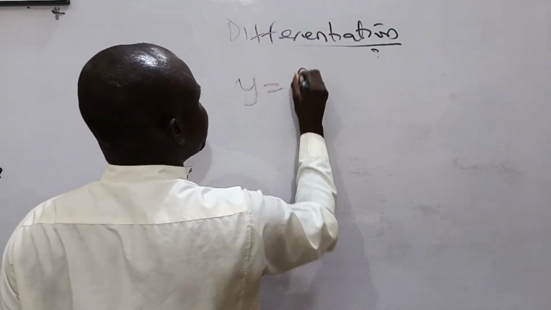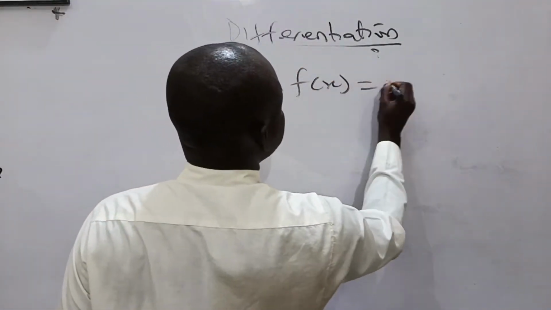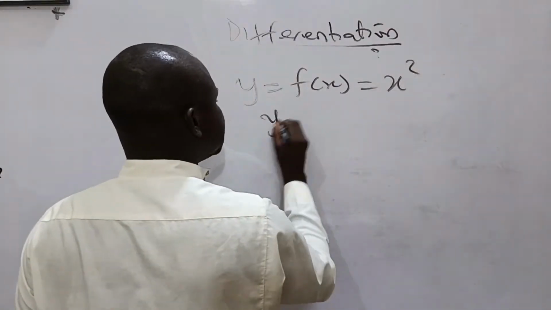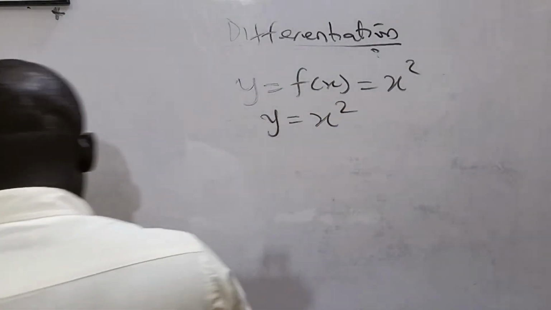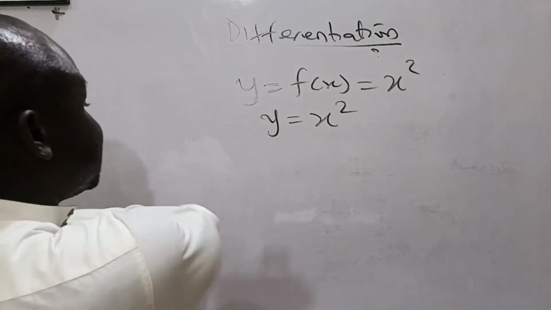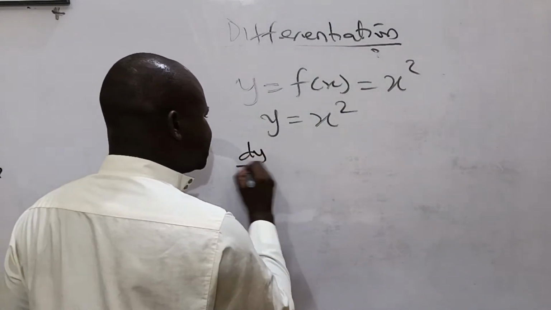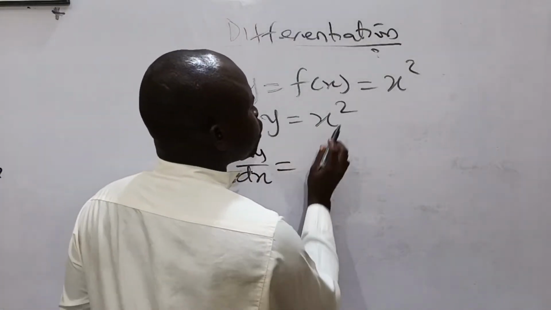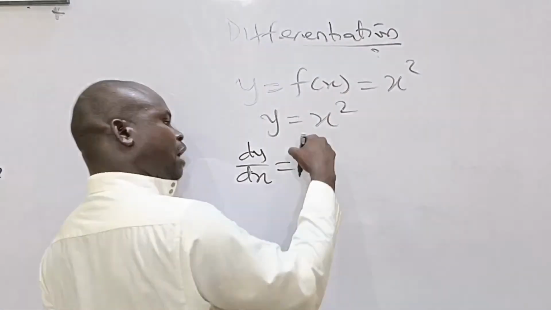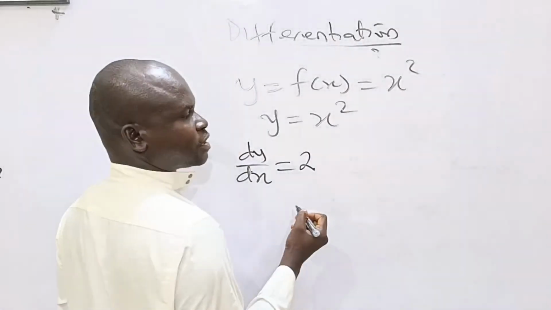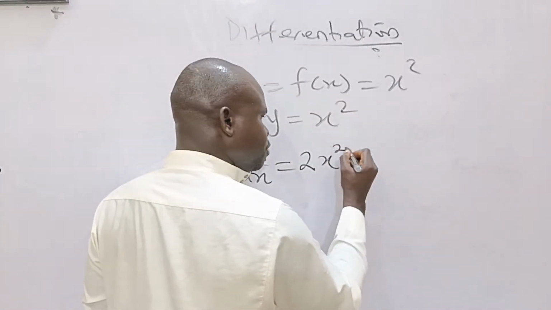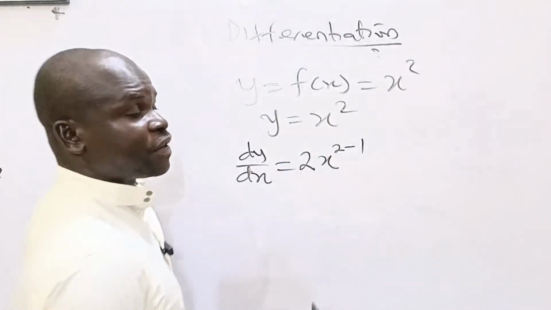If y is a function of x and is equal to x squared, that is, we have y equal to x squared. If I'm to differentiate this, I'll just go ahead. I won't waste my time. The dy/dx here will just be the power that we have here. You bring it down and subtract 1 from it. That is 2x^(2-1). That is the normal way of differentiating.